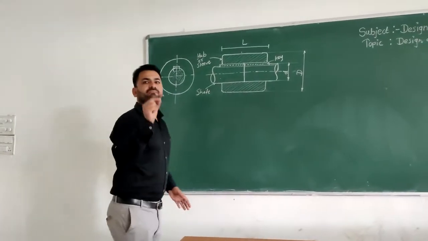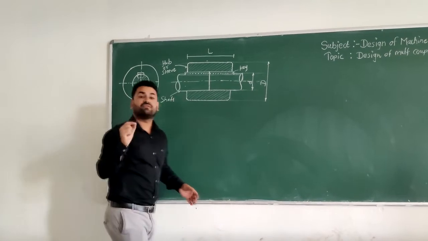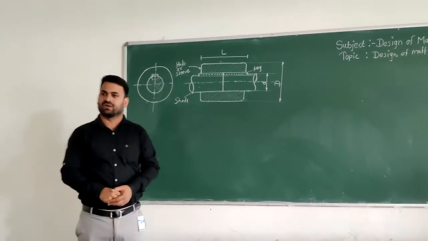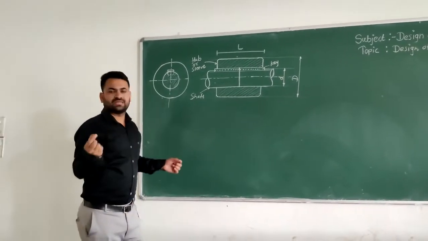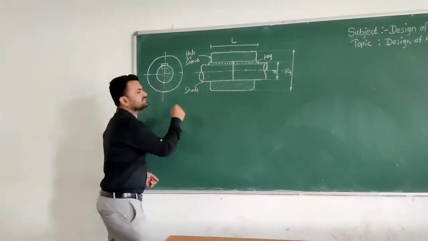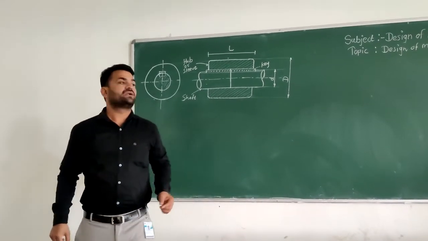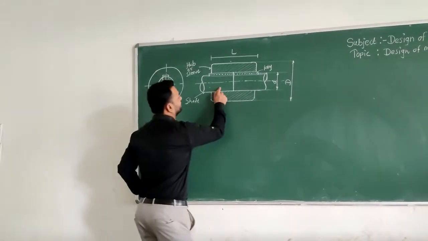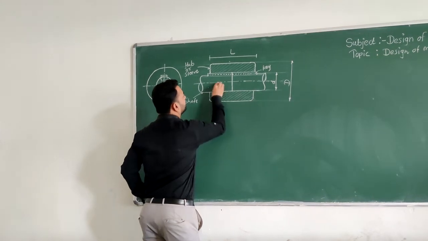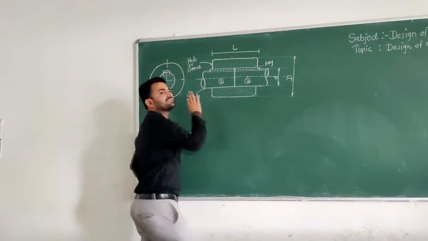See here, this is a muff coupling, known as sleeve coupling also. So it consists of, in the diagram, this is the 2D diagram. It's the front view of muff coupling and this is the side view. So muff coupling consists of two shafts. This is shaft number 1, this is shaft number 2, and this is known as hub or sleeve.